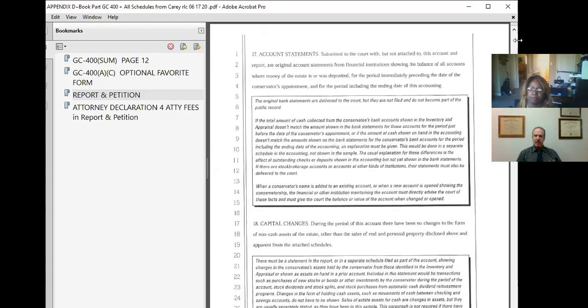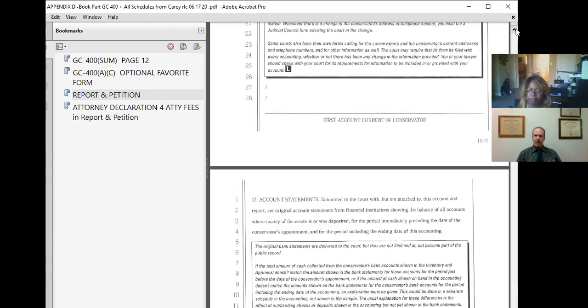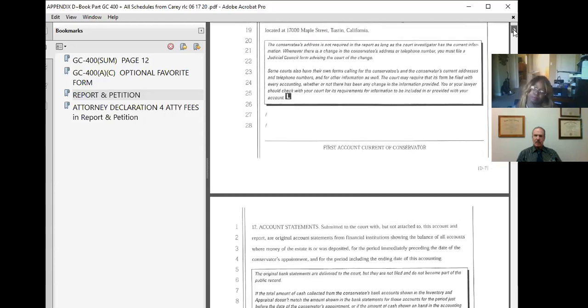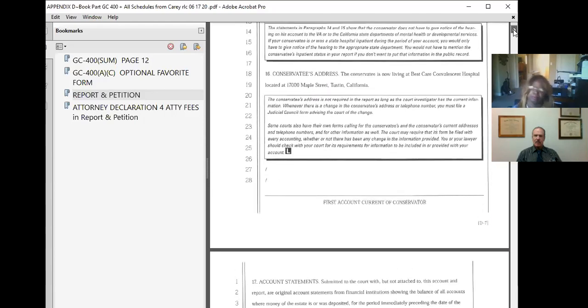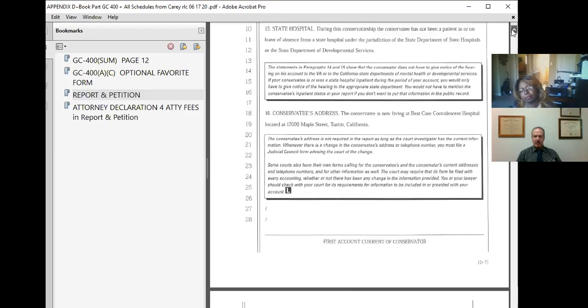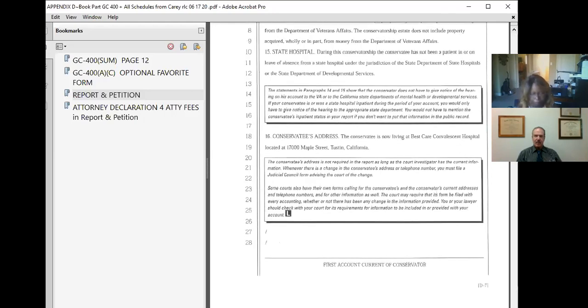So the state hospital, I'm so sorry. His mouse goes from one extreme to the other. It either goes to the top of the page or the bottom of the page, nowhere in between.